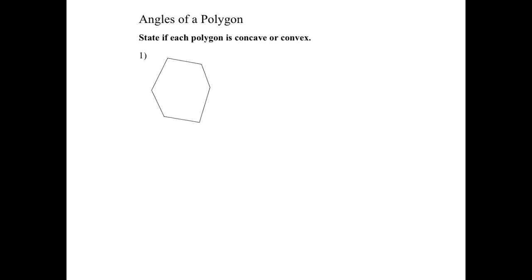So my first one, I'm going to state if it's convex or concave. As you can see, if I draw all my diagonals, all of them are going to be completely in the interior of the polygon. So in this case, this is convex. The second one, if I draw this diagonal here, it is in the exterior. So this is concave. The next one, again, if I draw this diagonal here, it's going out, so this is concave.